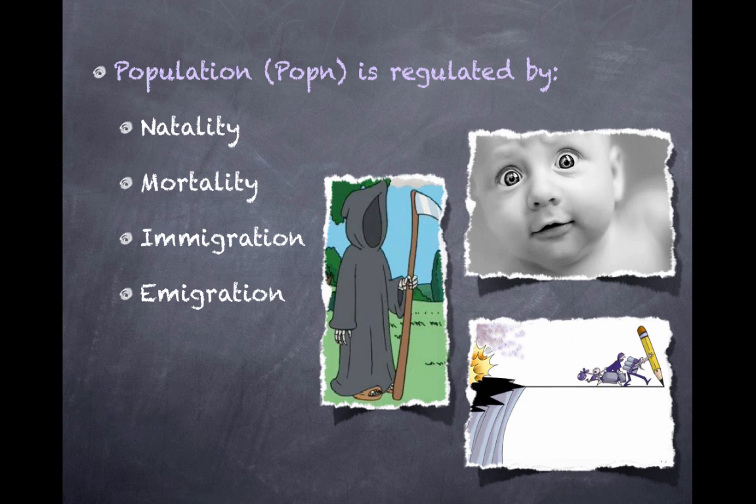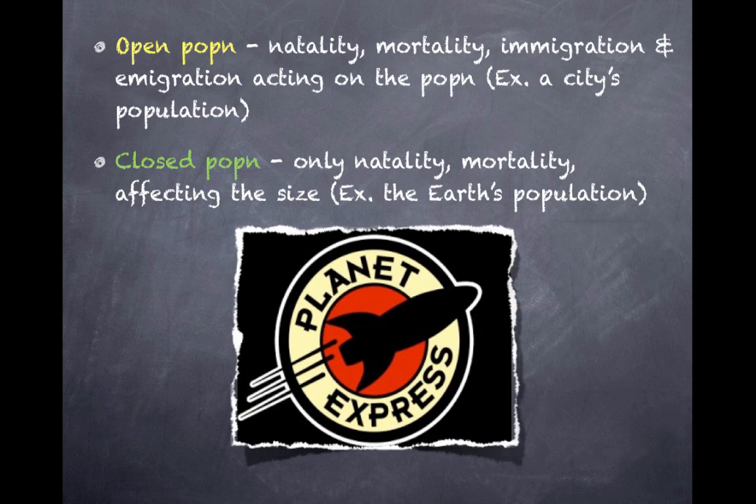Population is regulated by four things: natality, which is birth rate; mortality, the death rate; immigration, the organisms that are coming into an area; and emigration, which are organisms that are leaving an area. You should be able to know or make inferences as to what can cause an organism to immigrate or emigrate out of an area. There are two types of populations.